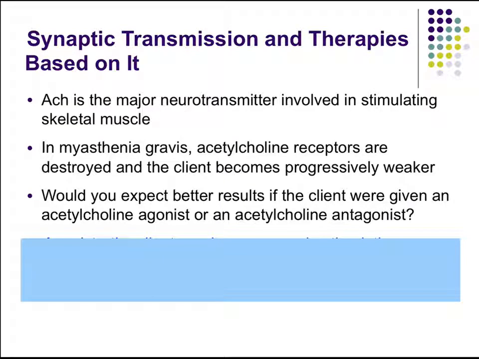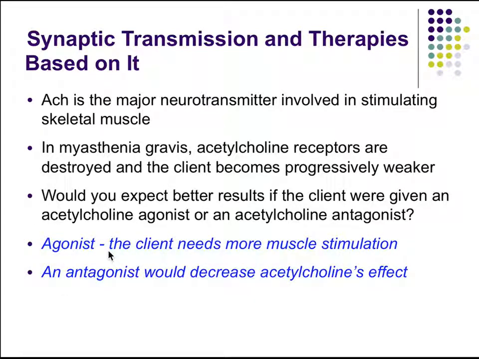So now let's take a look at synaptic transmission and therapies based on it. So acetylcholine, we know, is the major neurotransmitter involved in stimulating our skeletal muscles. In myasthenia gravis, we know that acetylcholine receptors are destroyed by the immune cells, and so the client becomes progressively weaker. Would you expect better results if the client were given an acetylcholine agonist or an acetylcholine antagonist? So essentially, this is asking if you know the difference between an agonist and an antagonist. And obviously, if you're destroying acetylcholine receptors, taking away more acetylcholine would not be helpful. Giving more would be. So an agonist would help.